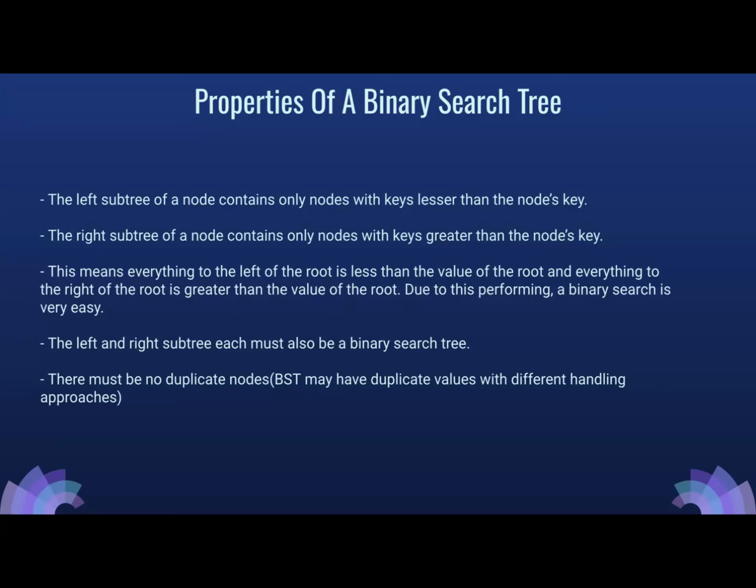This means everything in the left of the root is less than the value of that current node. So I guess for now, we'll just say the root, and everything to the right is going to be greater. The left and right subtree must also be a binary search tree. So this doesn't just apply to the root. This will apply to its children as well, and its grandchildren and great-grandchildren and more children from there on, okay? There are also no duplicate nodes in a BST. BSTs may have duplicate values with different handling approaches, though.